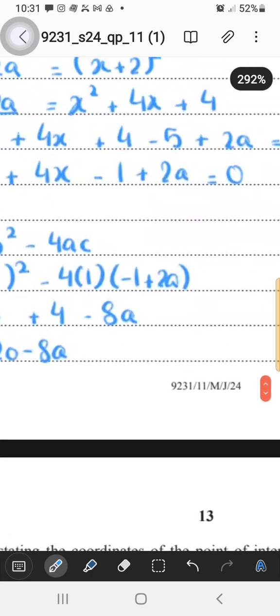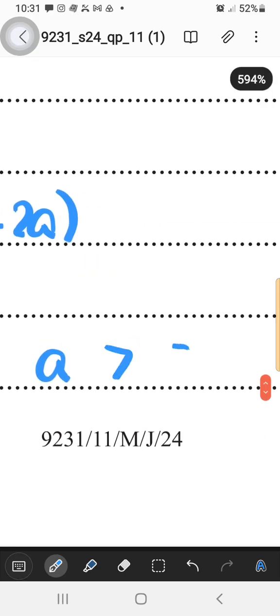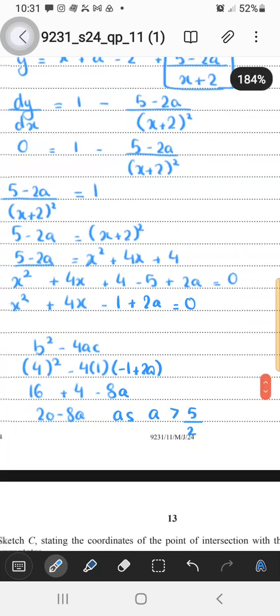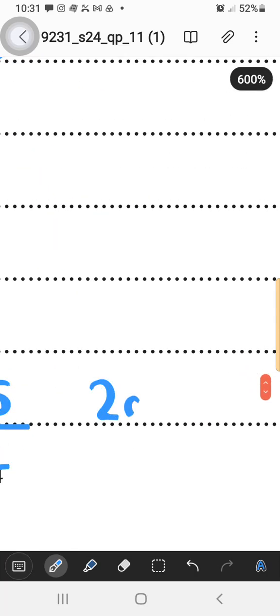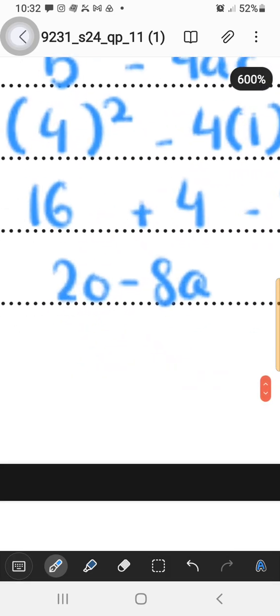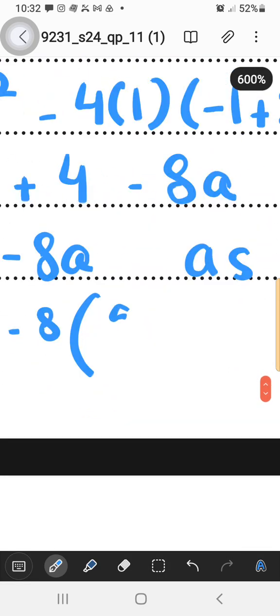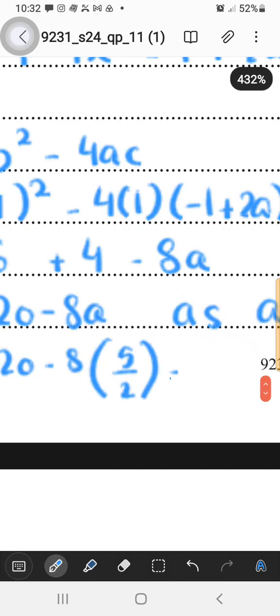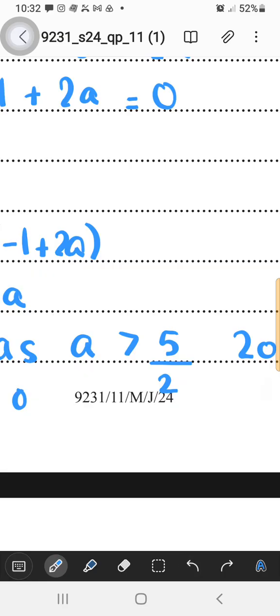Now let me tell you, as the question says that a is greater than 5 upon 2, 20 minus 8a is less than 0. Now you can ask how do you know that it is less than 0? If we insert 5 upon 2 in 20 minus 8a, it is 0. The point is a is not equal to, it is just greater than.